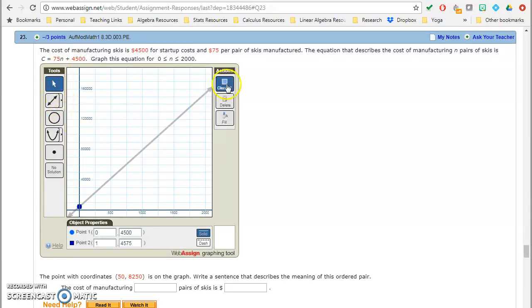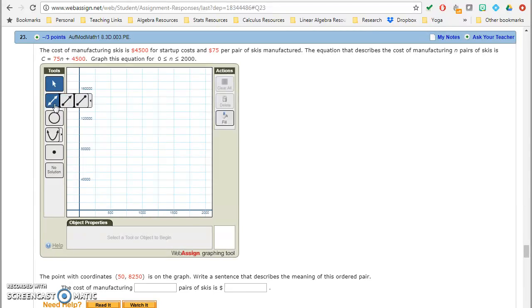So if we clear this, we actually want to go through and choose, if you press that little arrow to the side, the line segment, to say that this does not go on forever and ever and ever. In application problems, the arrows are not as important, right? In fact, whether or not we have an arrow is the most important thing. So we want to use the line segment.